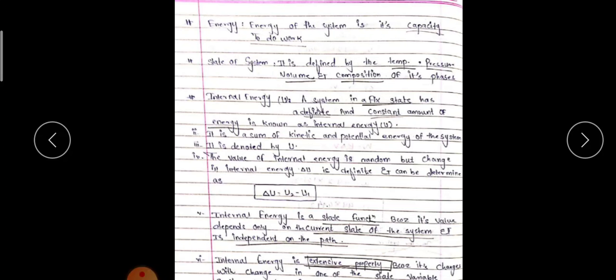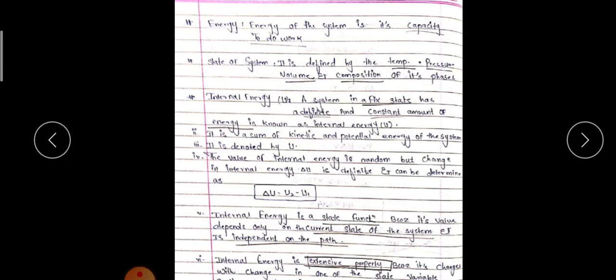State of a system is defined by the temperature, pressure, volume and composition of its phases. Here the MCQ will be like that: dot dot dot is defined by the temperature, pressure, volume and the composition of its phases. The state of a system is defined by dot dot dot, like that the MCQ will be there.